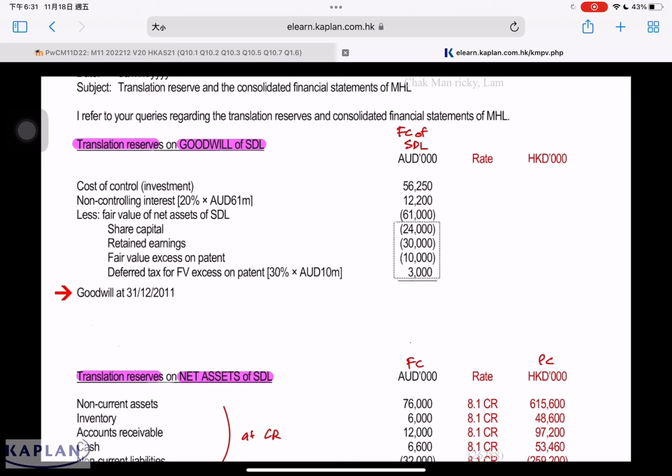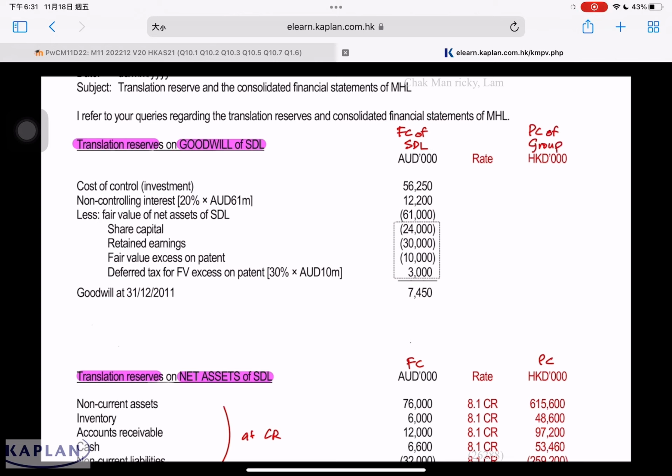Now we can calculate goodwill at acquisition date. 56,250 plus 12,200 minus 61,000. The goodwill at acquisition date is 7,450. When we calculate goodwill of the subsidiary, this must be expressed in the functional currency of the subsidiary because it's an asset of the subsidiary. Now we have to translate from functional currency to the presentation currency of the group.